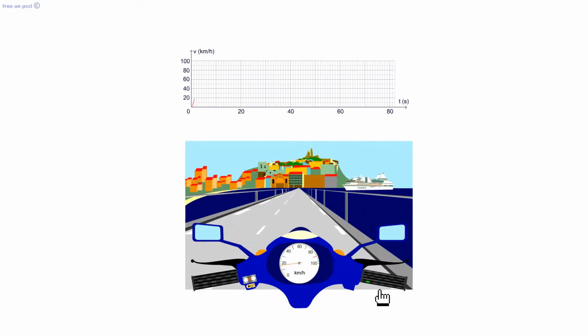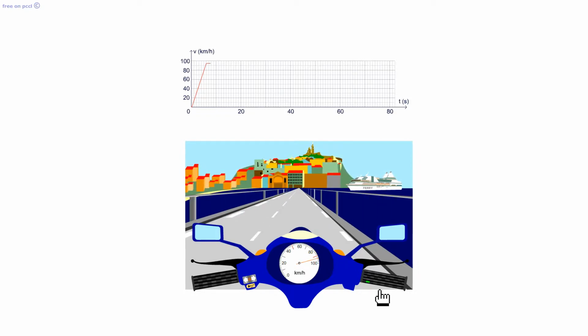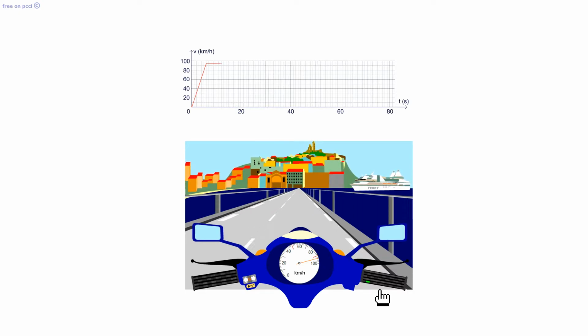Here is an example of recording a curve of velocity as a function of time. We see a first phase. When the line moves upward, with a positive slope therefore, the scooter accelerates. The velocity was zero at the start. It is now a little over 90 kilometers per hour.